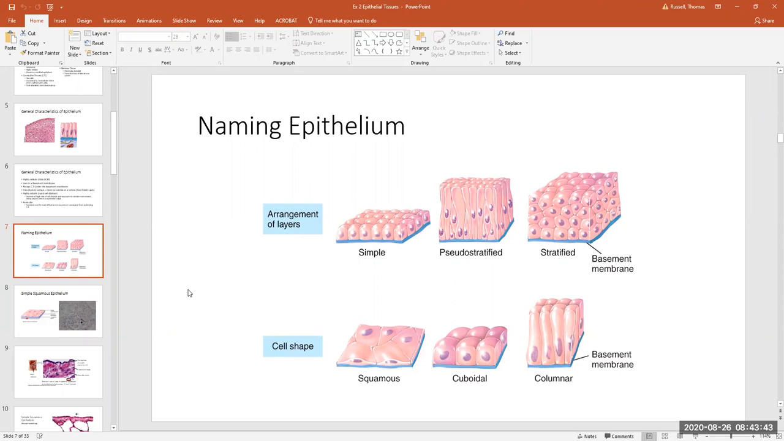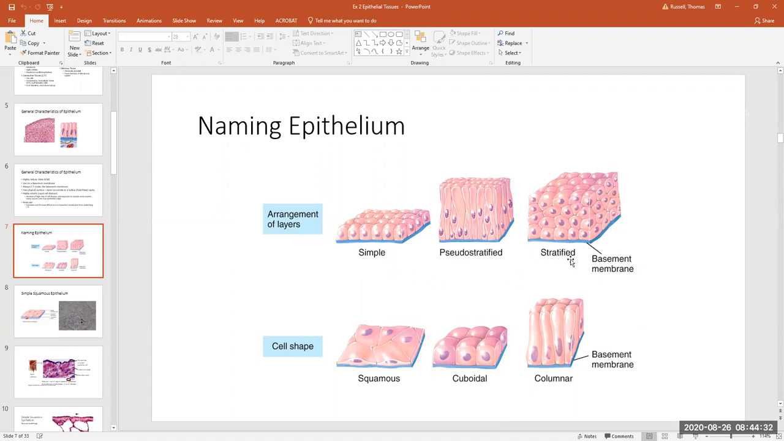Epithelial tissues are named because of the number of rows of cells that make up the tissue and by the cell shape, the shape of the cells that make up the tissue. So for instance, an epithelial tissue that's only made up of one row of cells, meaning all the cells in the tissue touch the basement membrane. If you only have one row, all of them have to sit on the basement membrane, just like you see in this picture. That type of epithelium would have the word simple in the name. It would be simple blah, blah, blah epithelium, right?